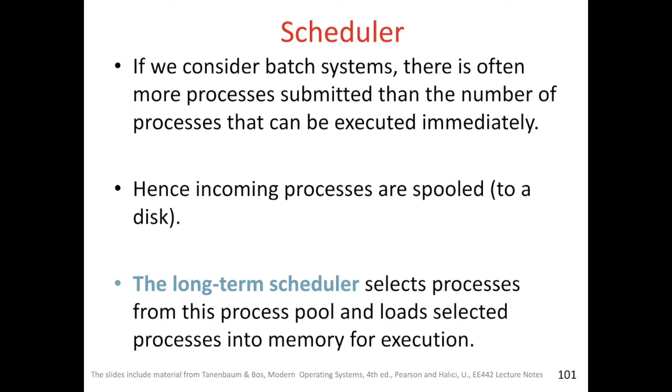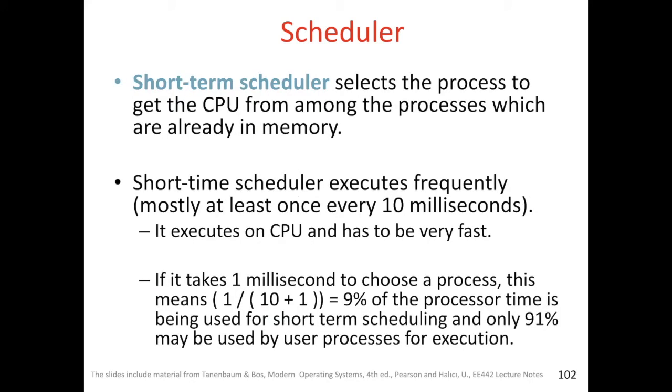If we consider batch systems, there are often more processes submitted than the number of processes that can be executed immediately. Hence, incoming processes are spooled to a disk. The long-term scheduler selects processes from this process pool and loads selected processes into memory for execution. The short-term scheduler selects the processes to get the CPU from among the processes which are already in memory.